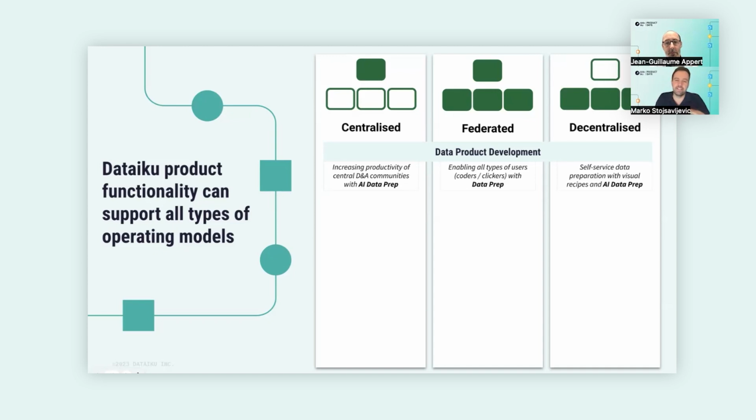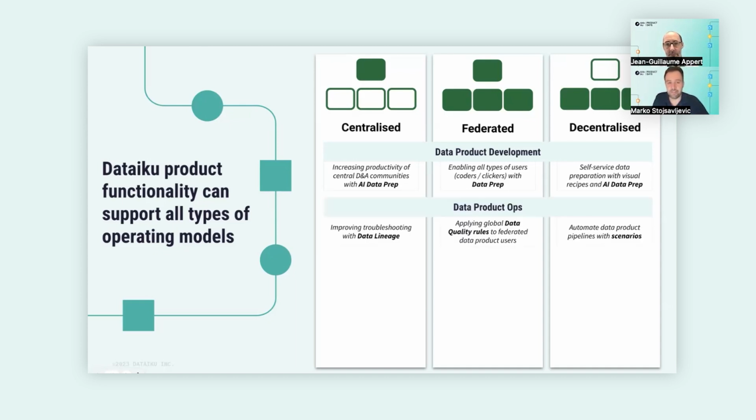Where it becomes interesting, though, is in the federated one, where actually everybody is involved for different types of data products. Because again, we can serve both types of persona, but also people can collaborate on that much more easily within one tool, right? So within the same system, we have a federated model where we have coders, clickers, AI data prep, which can help, and a collaborative nature to bring it all together. And so that's how those features can actually support with the data product development.